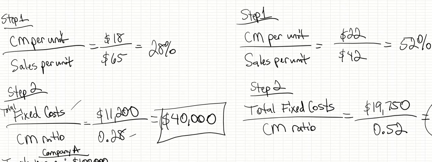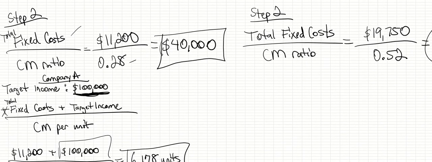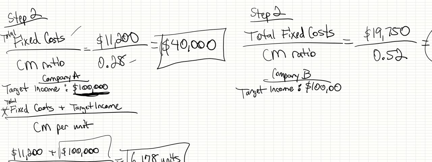Now we're going to do the same thing for company B. So company B, their target income, I'm just going to keep it simple, keep the same amount, 100,000. They may have to do a little bit more than company A because I think their net income was a lot lower than the net income of company A. So we're going to take the total fixed cost. I'm not going to write the formula again because it's over here on the left-hand side underneath company A. We're going to take the total fixed cost, which is $19,750.